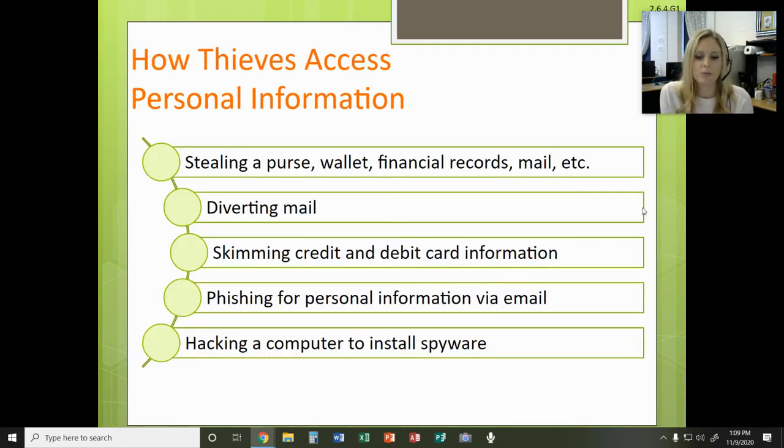Moving on to page two. How can thieves access that personal information? So, one we just talked about: stealing your purse, wallet, financial records, or even your mail. They're going to be able to get a lot of personal information from those avenues. They could divert your mail, meaning putting in a submission for a mail forward so that all your mail now goes to a different address. You didn't authorize that, but now someone else is getting all of your mail.